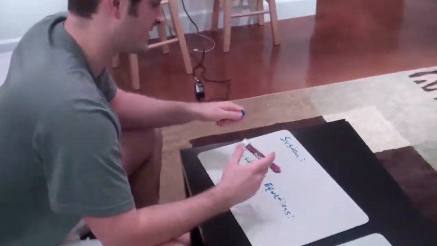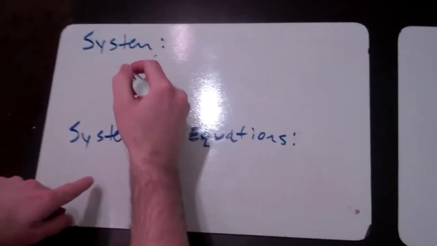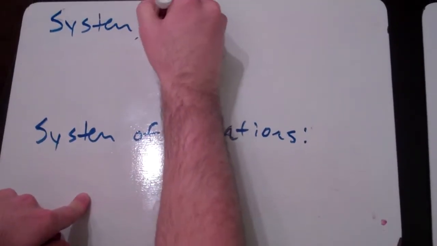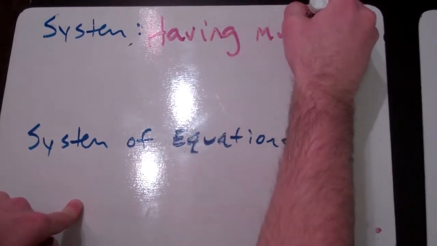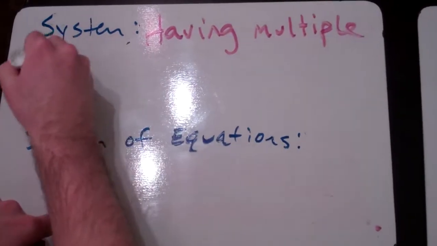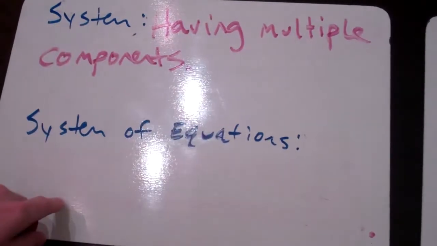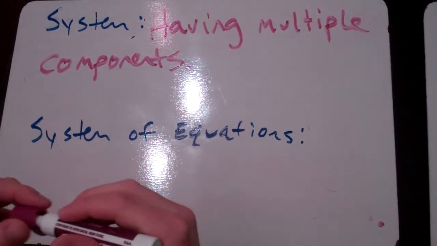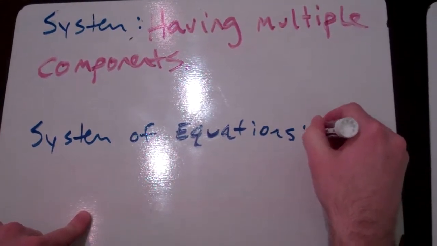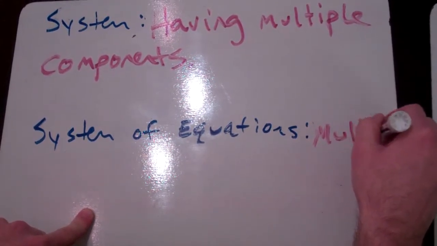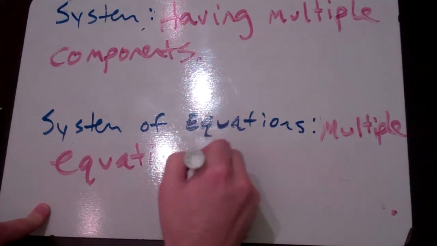So come down here, let's take down some vocabulary. System. Forget about math again, let's just talk about real world systems. All it means is having multiple components. Anything that has a lot of things going on at once is a system. We're having multiple components. And so when we're talking about a system of equations, we're talking about multiple equations with the same variables.